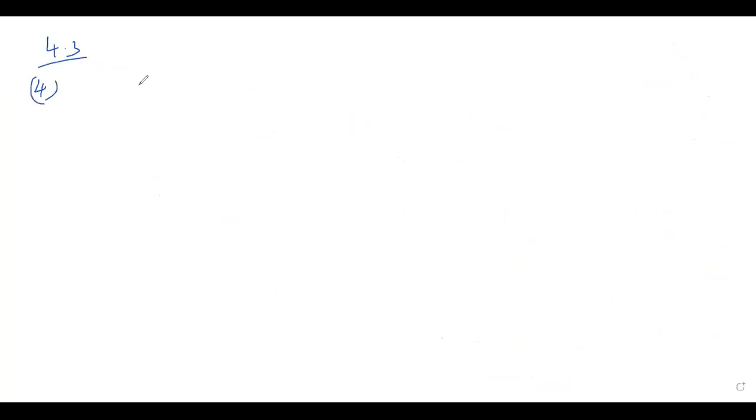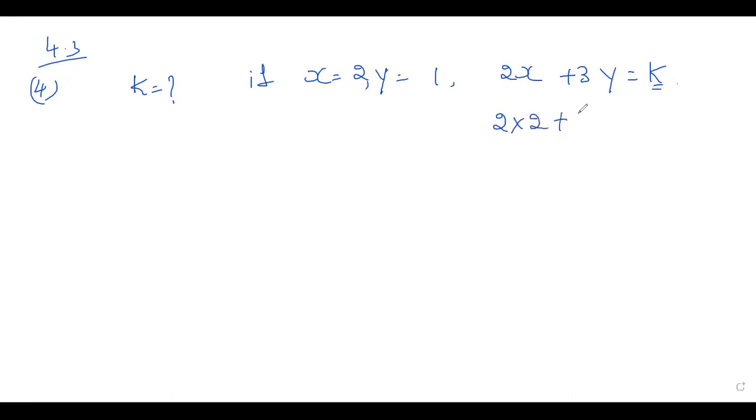Find the value of k, children. K is equal to question mark. If x is equal to 2, y is equal to 1, the equation is 2x plus 3y is equal to k. Yes, they have given the values for x and y. You have to find the value of k here. Yes, children, substitute the values. 2 into x, that is 2, plus 3 into what is the value of y? That is 1 is equal to k.